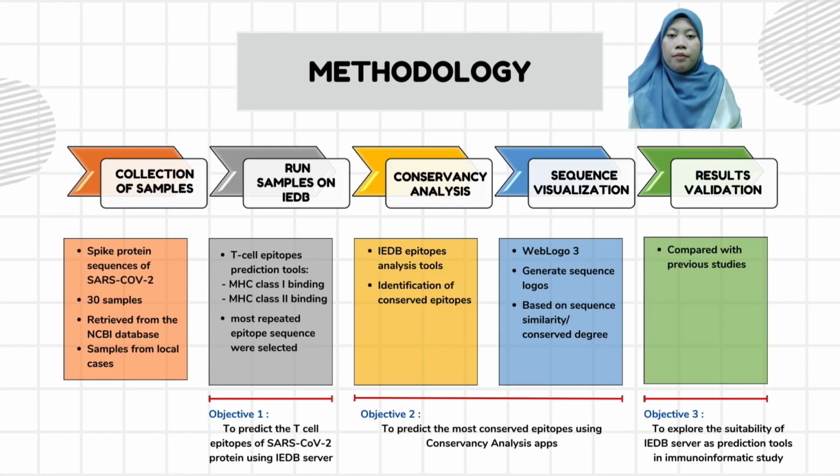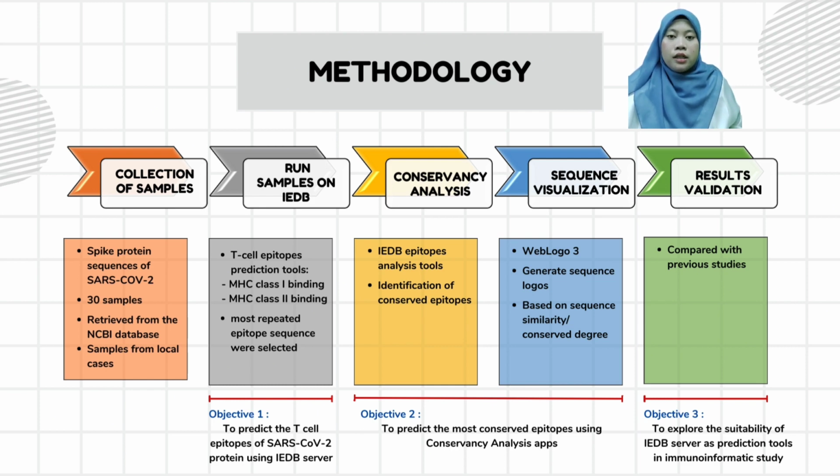Now, let's take a look at the methodology. First, 30 samples of spike glycoprotein sequences of SARS-CoV-2 were retrieved from the database in FASTA format. The samples are objectively chosen from local cases in Malaysia ranging from year 2020 until 2022. Second, each sample will be run individually in the respective T-cell epitope prediction tools. Then, the most repeated epitope sequences throughout the samples are counted and selected as top potential epitopes. These steps are aligned with objective one.